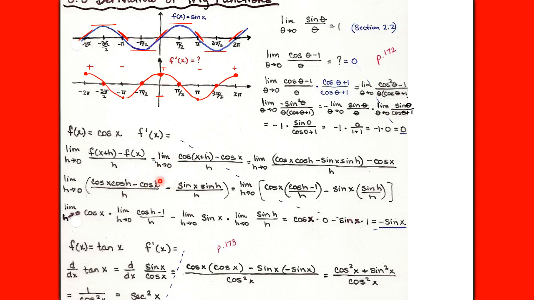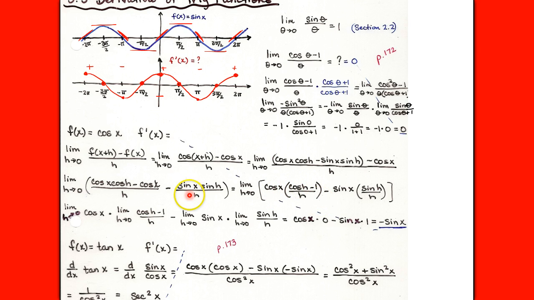Why did they do that? Because now I have a common factor of cosine x right here and right here that I could take out. So let's take out that cosine x. If I take out cosine x, all I would have left here is cosine h. So that's what we did. We took out cosine x and all we have left is cosine h. And then if I take cosine x out of this, all I would have left is 1. So again, we've taken out the cosine x and all we have left is 1.